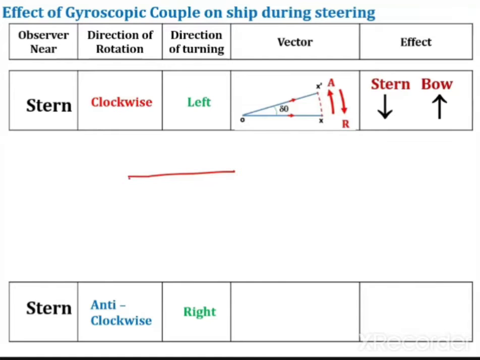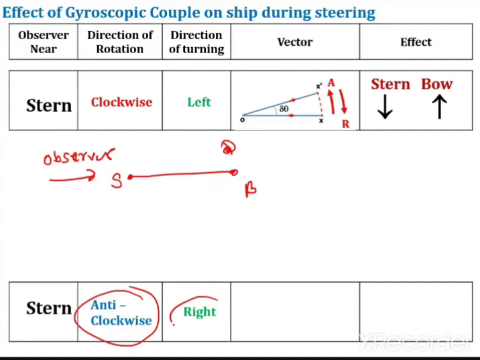So just draw a simple line. Mark this as the stern. Mark this as the bow. Now where is the observer? Observer is at the stern end. Now, what is the direction of rotation of the propeller? Anti-clockwise. And where is the ship taking a turn? The ship is taking a right turn.